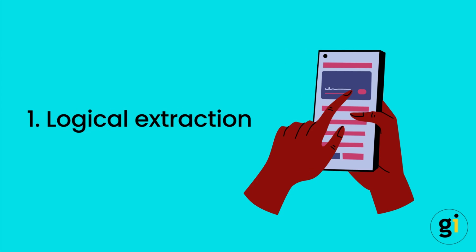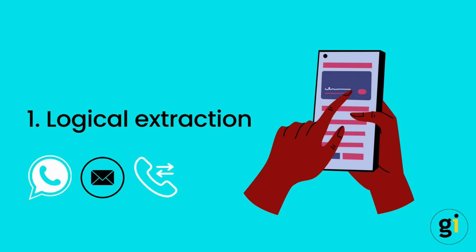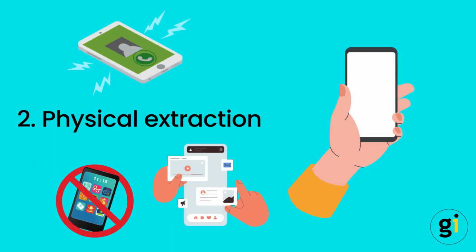1. Logical extraction. This involves extracting data from the user-accessible areas of the device, such as contacts, messages, call logs, and application data. Logical extraction is non-intrusive and does not require specialized tools. 2. Physical extraction. Physical extraction goes deeper, accessing the raw data stored on the device's memory. It provides a more comprehensive collection of data, including deleted or hidden information. Physical extraction typically requires specialized forensic tools and techniques.